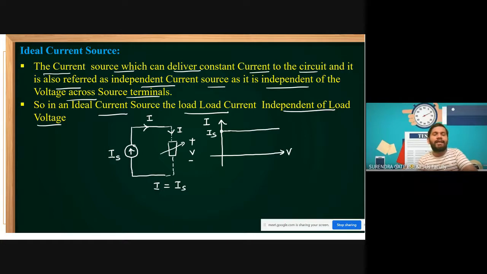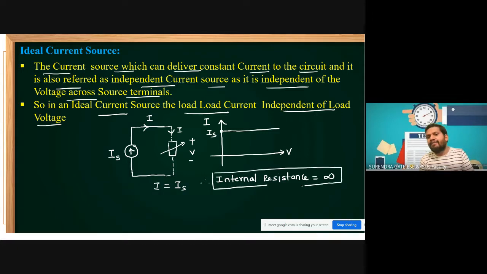The name is given as ideal. Practically, this type of source is not possible. And one important point here: ideally, what is the input resistance or internal resistance of an ideal current source? Very important. The internal resistance is how much, friends? The internal resistance is equal to infinity. The internal resistance of an ideal current source is infinity. This is about the ideal current source.